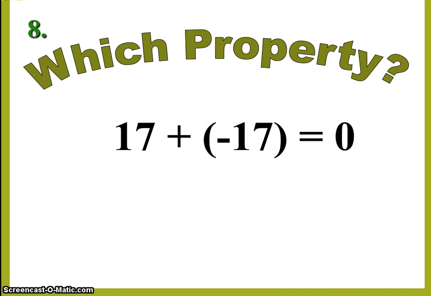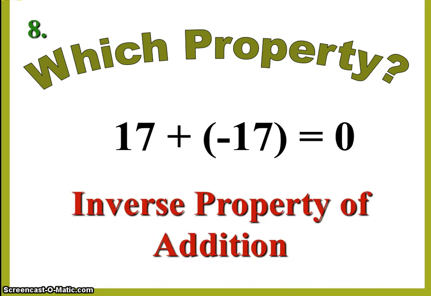Okay, here, what would we get? You're right, we get 0. And so this one's the inverse property. Anytime you multiply or you add and you get 0, it's inverse, it's opposite.